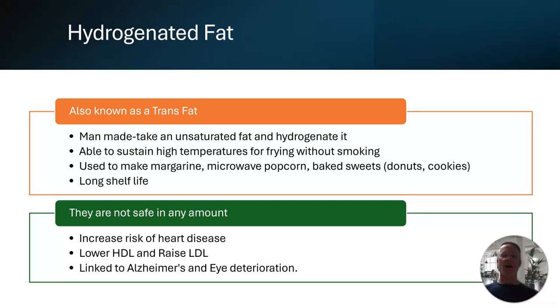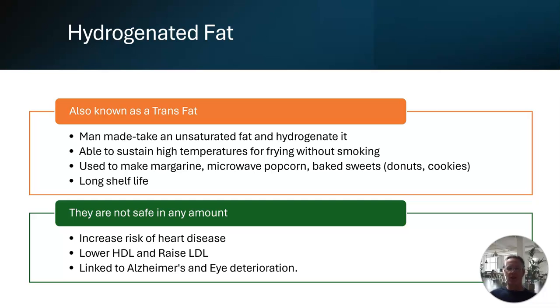It's commonly found in microwave popcorn, baked goods, or things that are on the shelf, like donuts and Twinkies and cookies. And why do they use it? Well, it's cheap, and they can keep these things with a long shelf life so they don't go bad. When you're talking about trans fats, they increase your risk of heart disease exponentially. So there is no safe amount of trans fat that you should be eating.